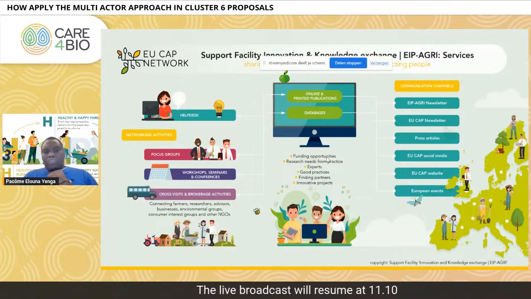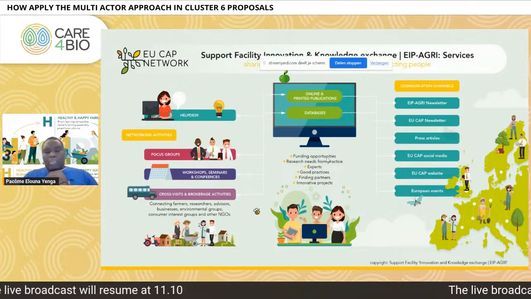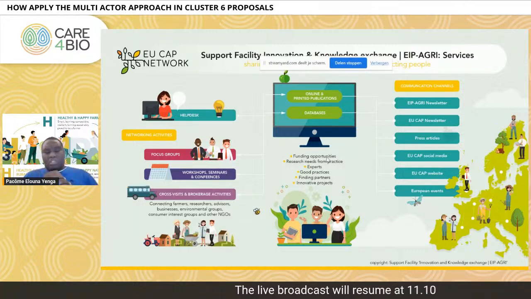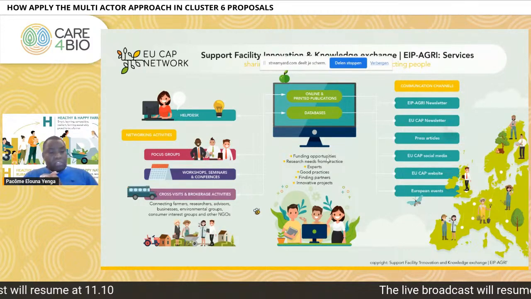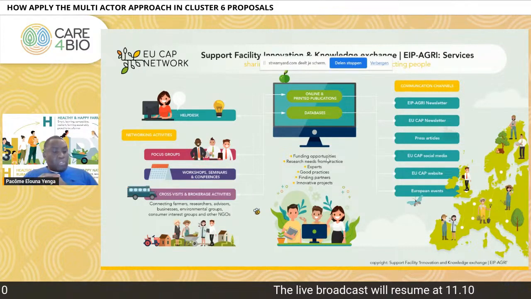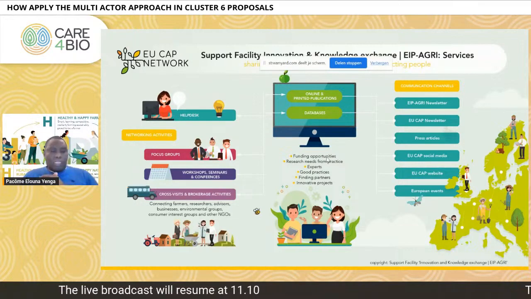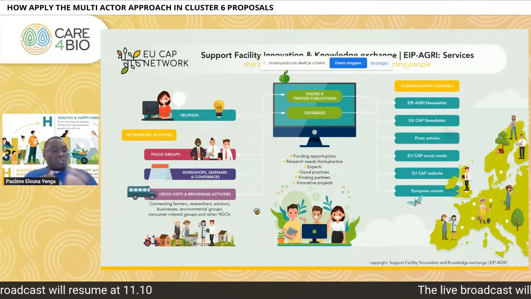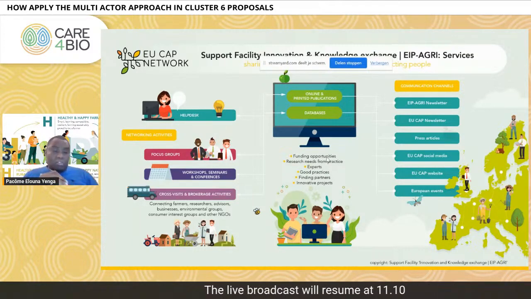And then we have also the cross-visit. This is also quite new, where we gather operational groups and make sure that they exchange the outcome of their projects, also stimulating further collaboration, transnational or cross-border collaboration. And we also highly invite them to join multi-actor projects at EU level.